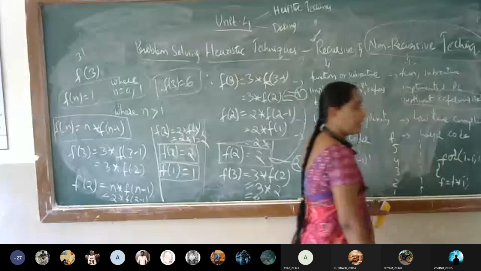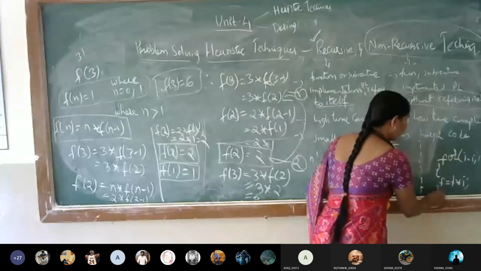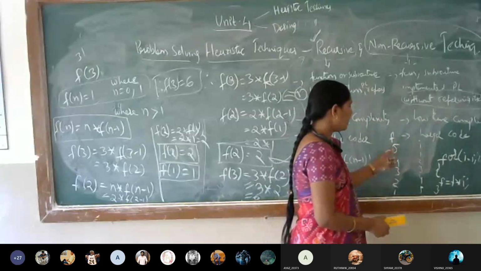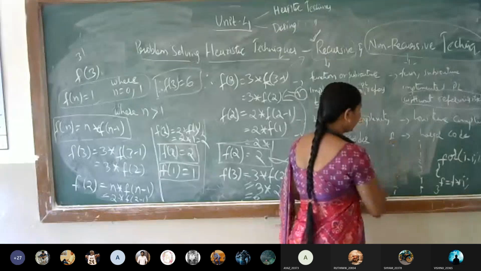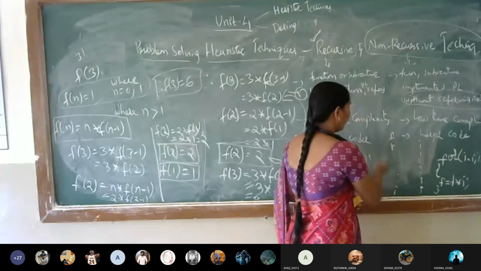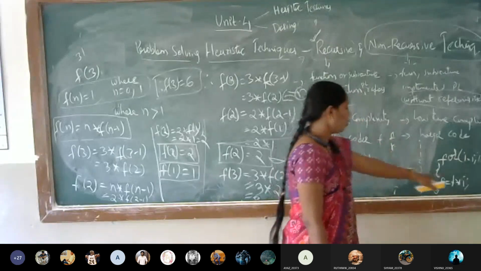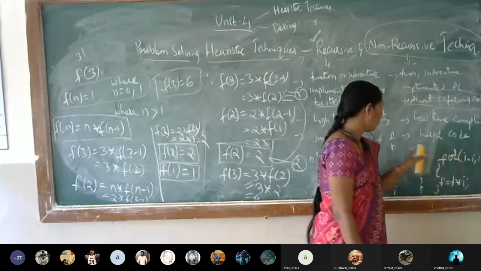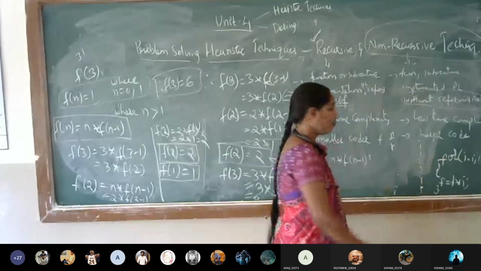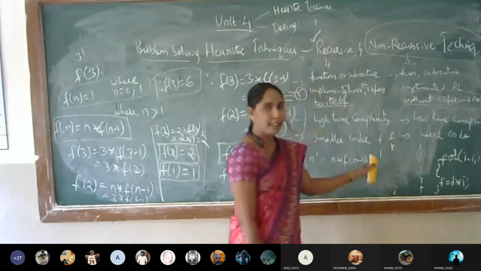Okay, f is equal to f into i. So perform that particular logic. Initially I'll take the f value as 1, so f will be initialized to 1. So 1 into 1. The first i value will be 1. 1 into 1 will be 1. 1 will be stored here in f.